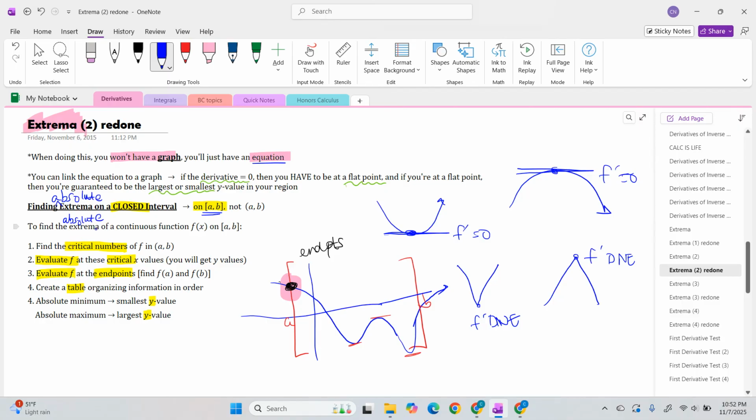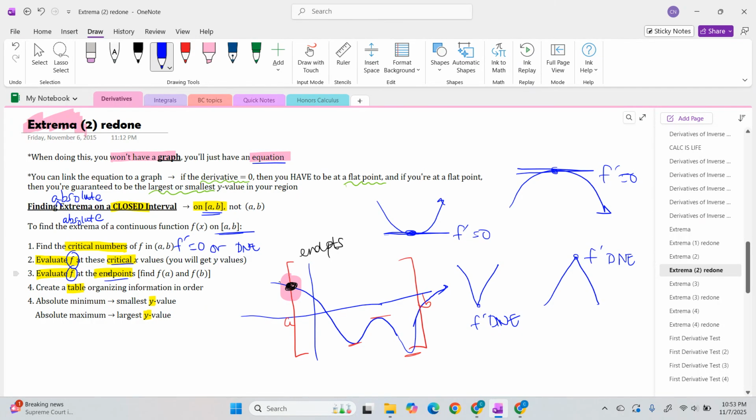To find the absolute extrema on a closed interval AB, find the critical numbers. So set your derivative equal to 0 or it does not exist. Evaluate F. And this is also critical because on the next test you learn, you're going to be evaluating F prime. And then on the test after that, you're going to be evaluating F double prime. So for the Extrema test, you are evaluating the original function F at your critical values and your endpoints.